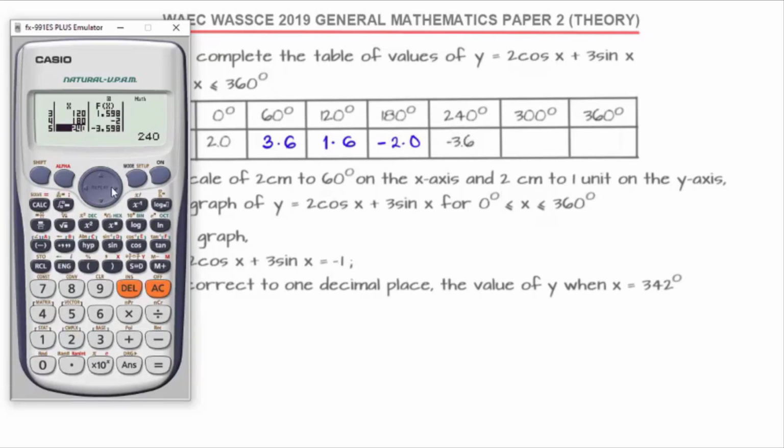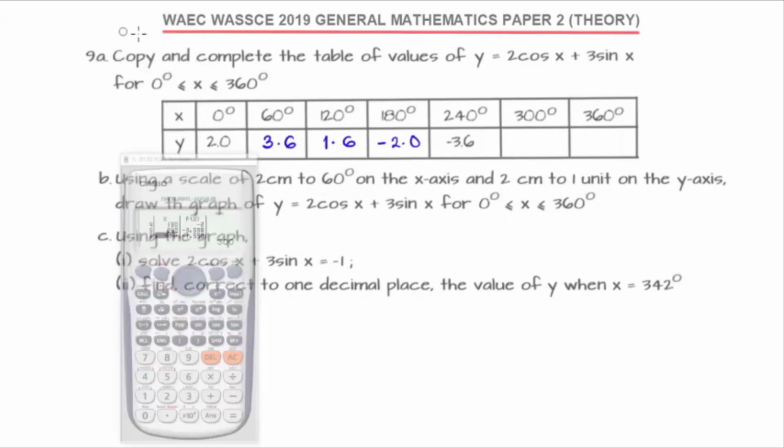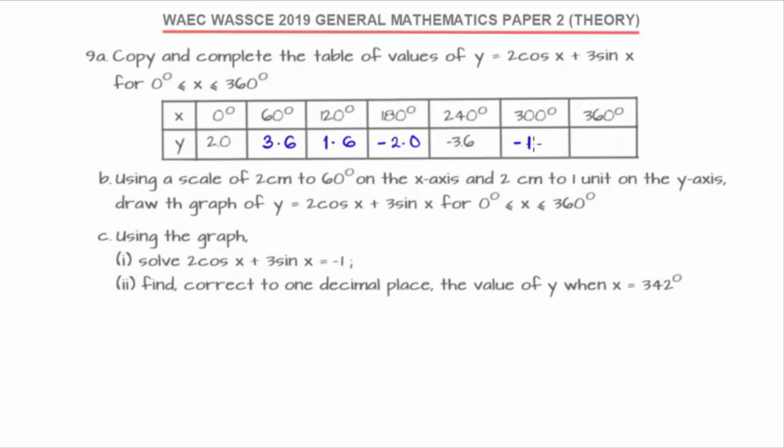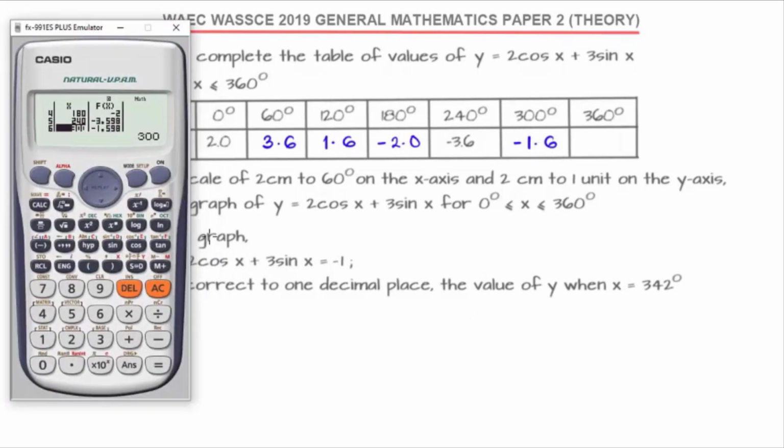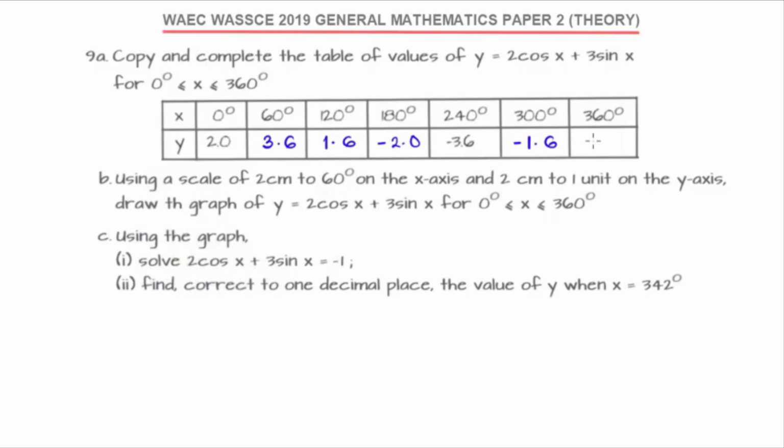You can see for 240, we have minus 3.6. So this is quite accurate. And on the go, you get all the values. It will limit the mistake that can be done. So once you have generated your table, you can just fill in the table. And for example, when x is 360, it is 2. That's already a complete circle. In degrees, 360 and 0 are actually the same thing. So this is 2.0. So with that, we are through with our table that we are asked to complete.